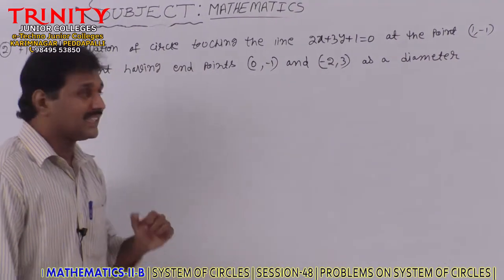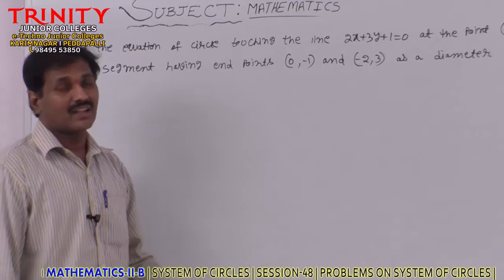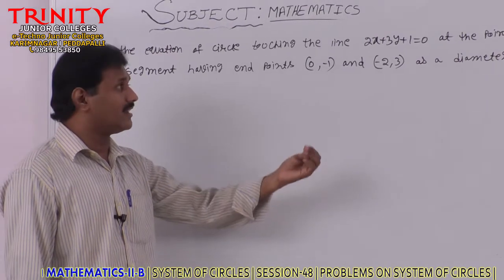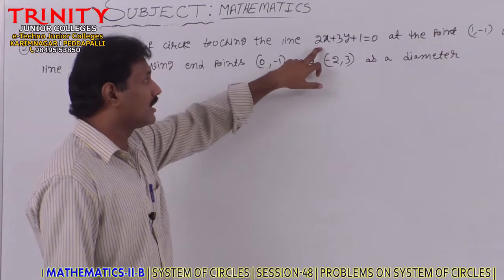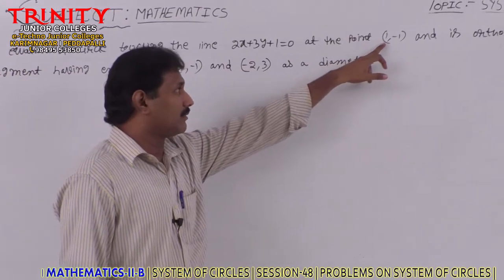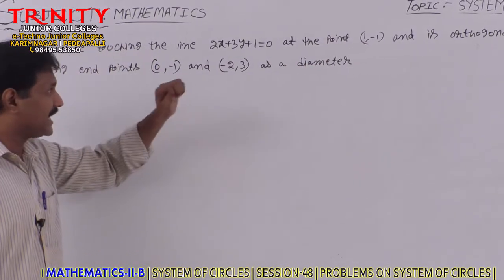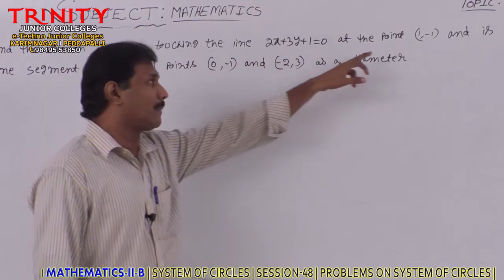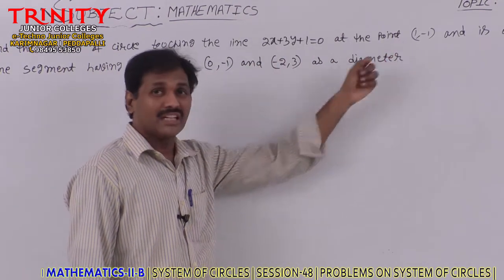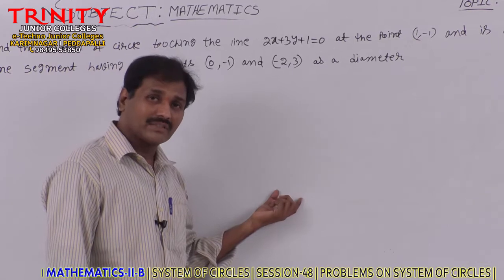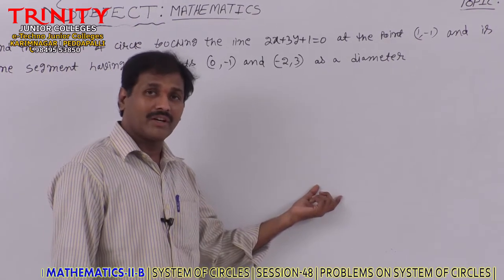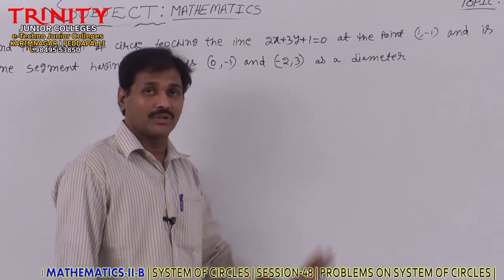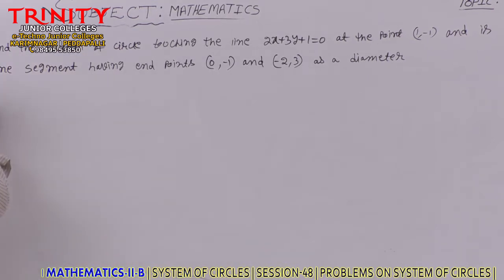We know that the equation of any circle in the family passing through the point of contact, the equation of any circle having the tangent L equal to 0 at the point (x1, y1), is of the form (x minus x1) whole square plus (y minus y1) whole square plus lambda L equal to 0.